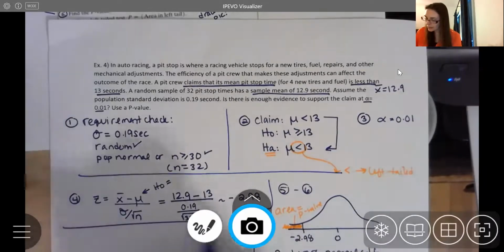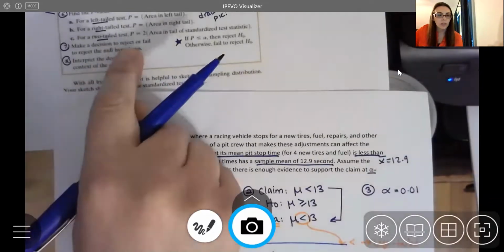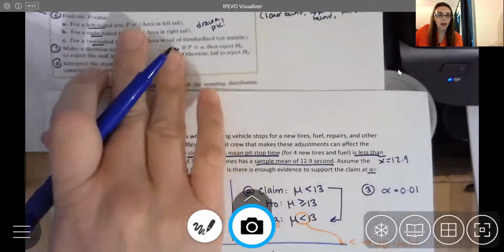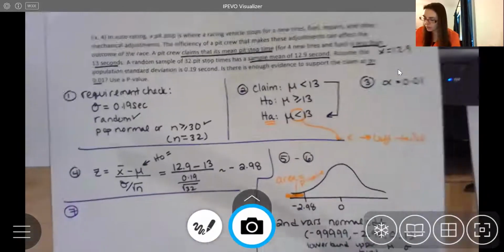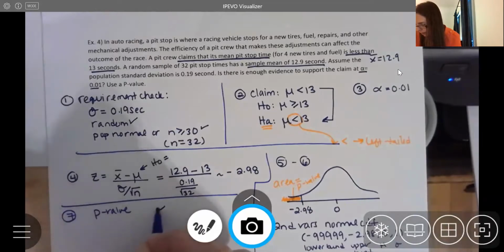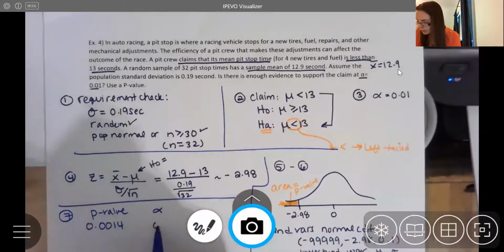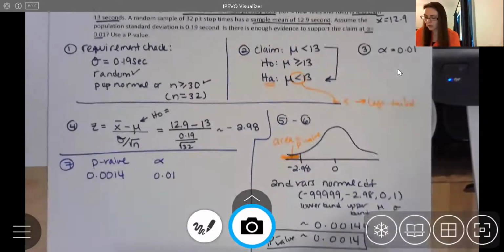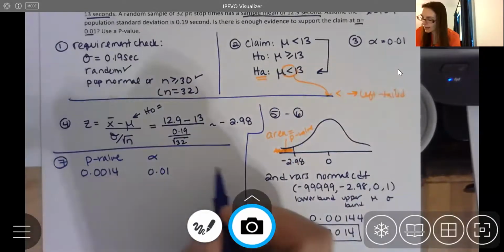So now I have part 7 here. It says, make a decision to reject or fail to reject the null hypothesis. So you're comparing your p-value and your alpha here. My p-value is 0.0014, and my alpha is 0.01. So this is smaller than this one, right? If you're not sure, line them up.